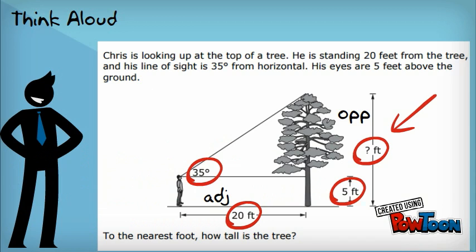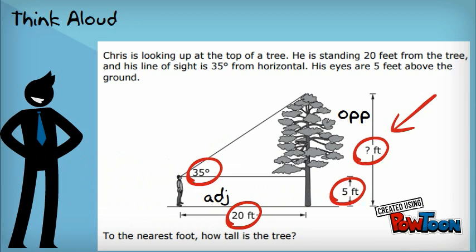Now I'm going to demonstrate how to do a think aloud and how to identify that important information that will help you get the right answer. So I'm just going to start by reading the question. Chris is looking up at the top of a tree. He is standing 20 feet from the tree. Okay, so 20 feet, that's important. So that's something we need to go ahead and highlight. I've circled in red there, as you can see.